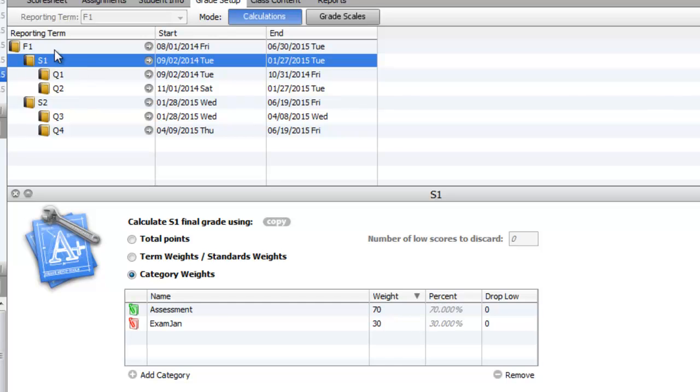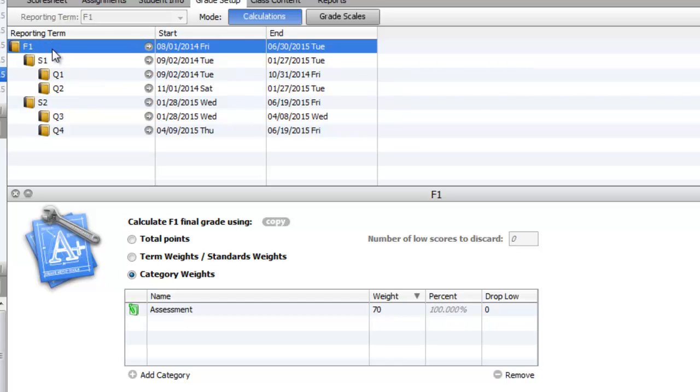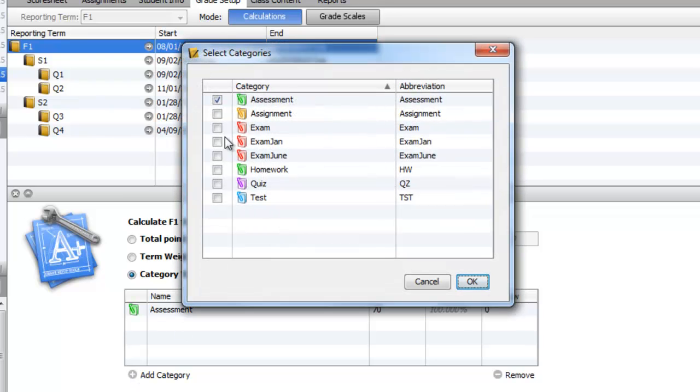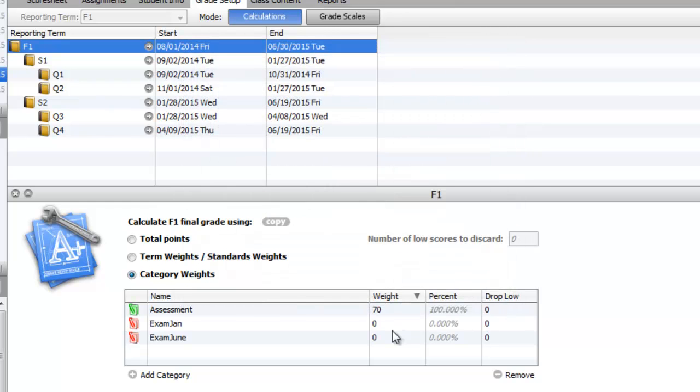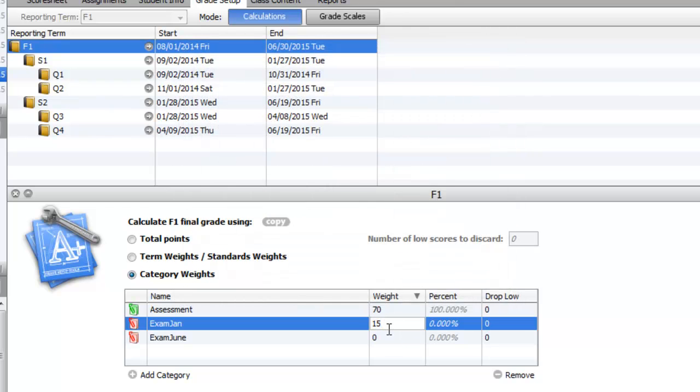Then I'm going to go to F1. F1 is your final mark from September until June with both exams. So I'm going to add my two exams to F1, so my January exam and my June exam, and I'm going to give these a weight of 15 because they've written both.